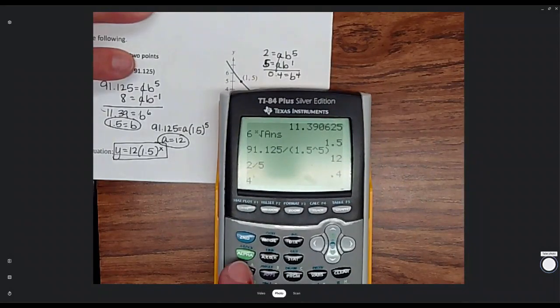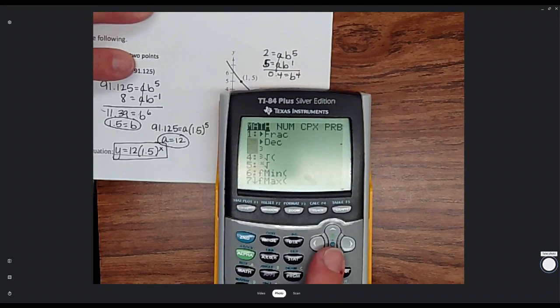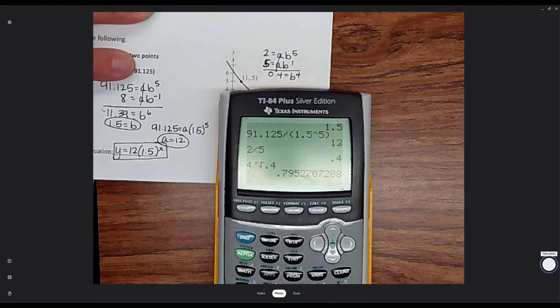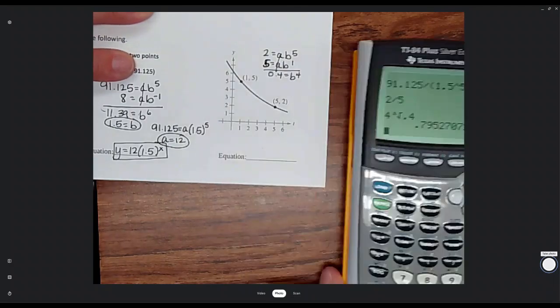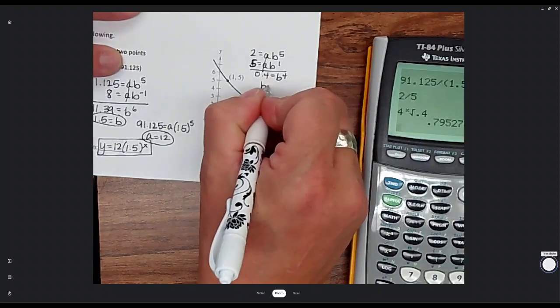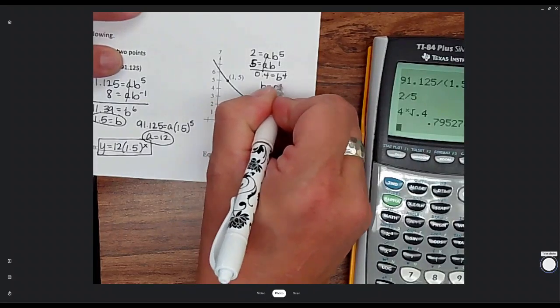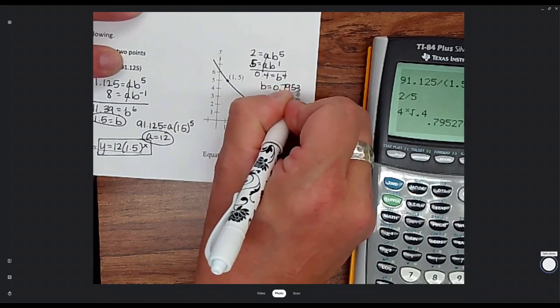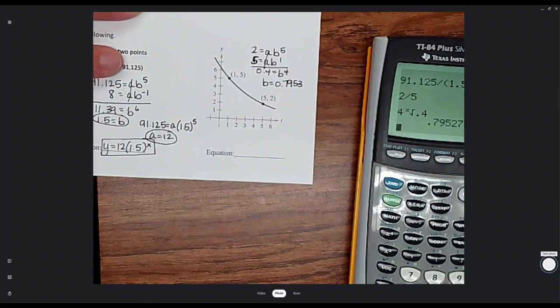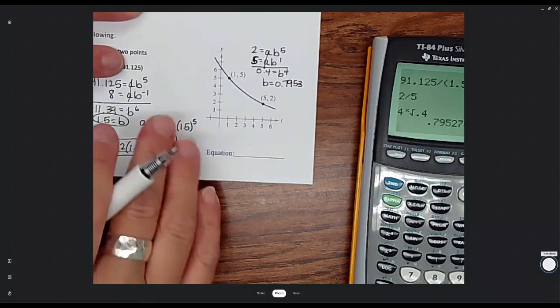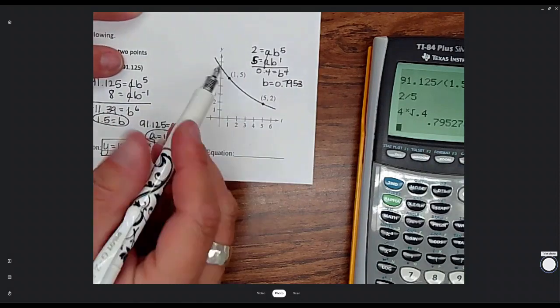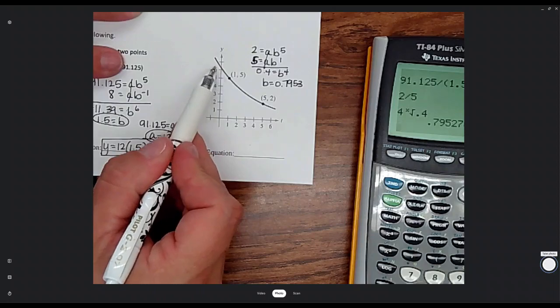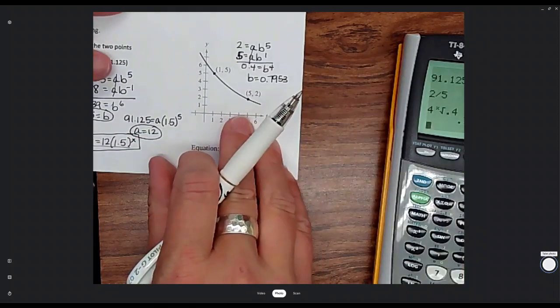So 4, go to the math menu. We want option 5, so that's the fourth root of 0.4. I'll do this for b. I want to be as accurate as possible. So 0.7953. Okay, now we need to figure out the A. It's got to be 6 point something, right? According to this graph. So let's see what that 6 point something is.